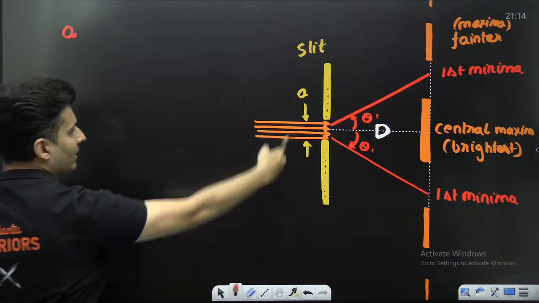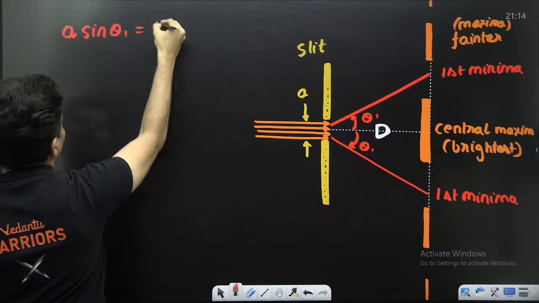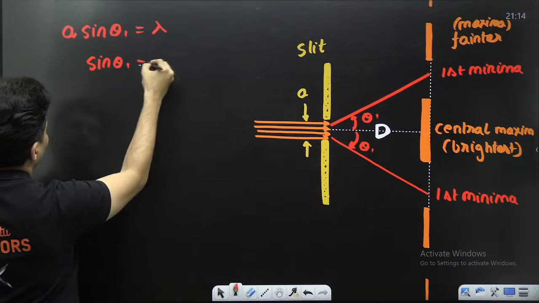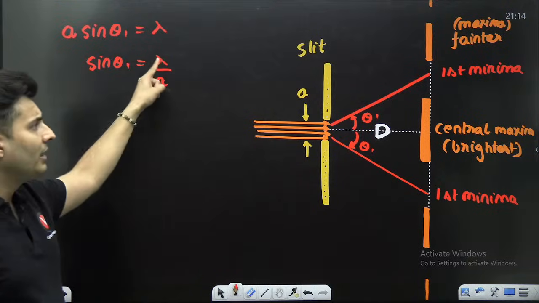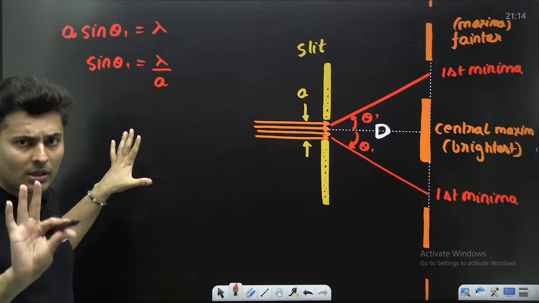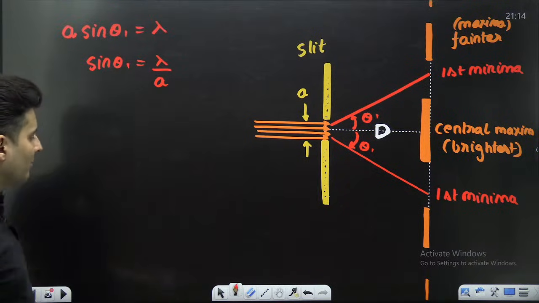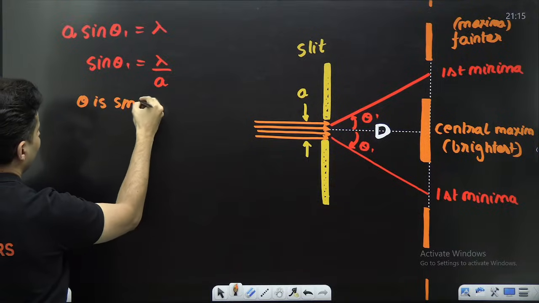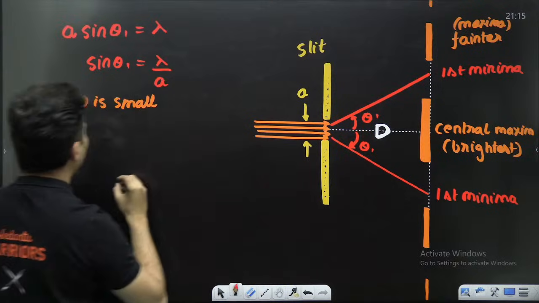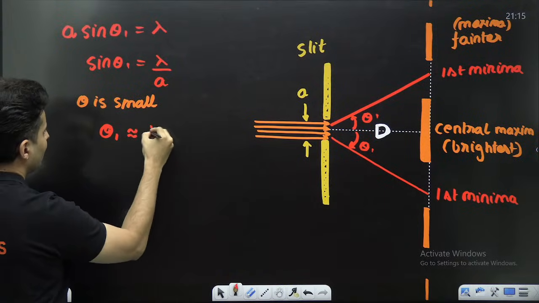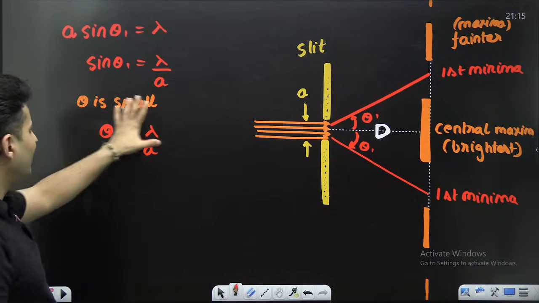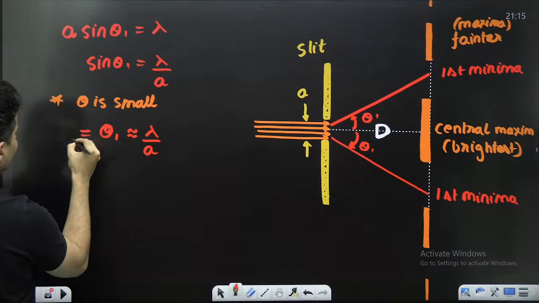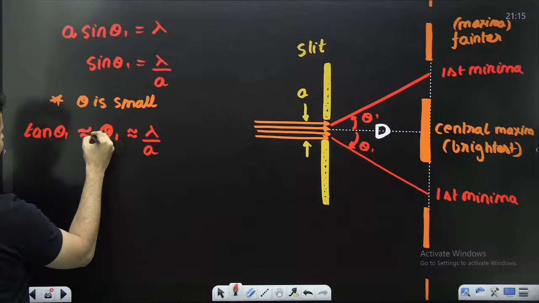It is A, remember A is the slit width, into sine theta 1 is basically lambda. Or you can also call it sine theta 1 is basically lambda by A. Is this part clear? Now, when theta is small, then sine theta will be theta. So can I say theta 1 is approximately lambda by A only when theta is small? Otherwise, you cannot use this particular approximation. And not just that, theta 1 will also be approximately equal to tan theta 1.